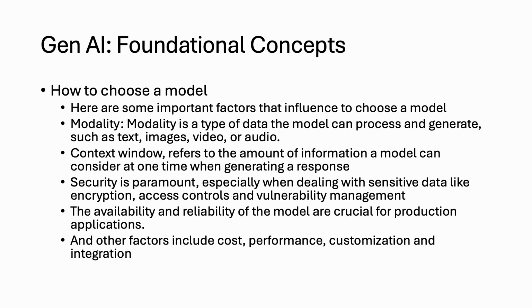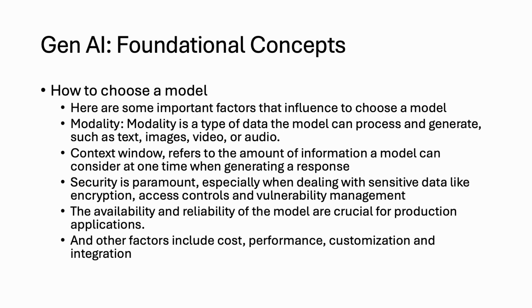So now we learn how to choose a model. A model is a type or channel of data. So when we talk about a model in AI, we are talking about a kind of data the AI model can understand or generate. There are some important factors to consider while choosing the model, like modality, which is which type of data we are going to process and generate, such as are we going to generate text, image or video.